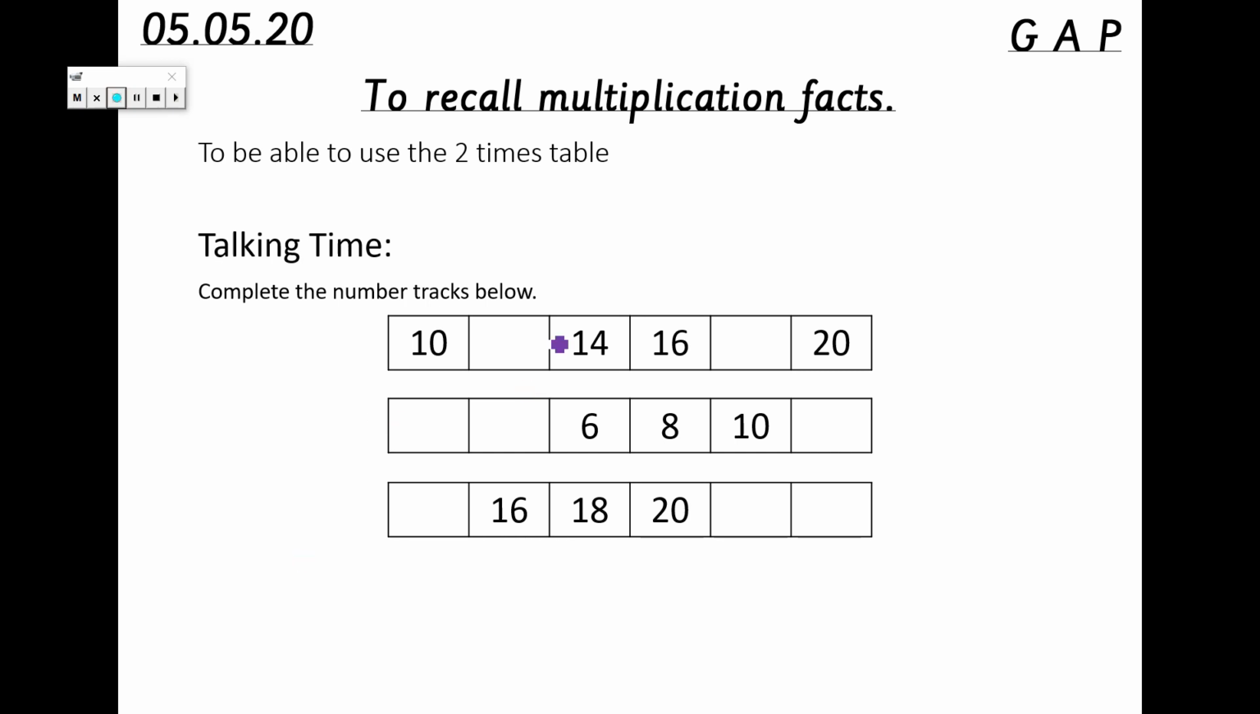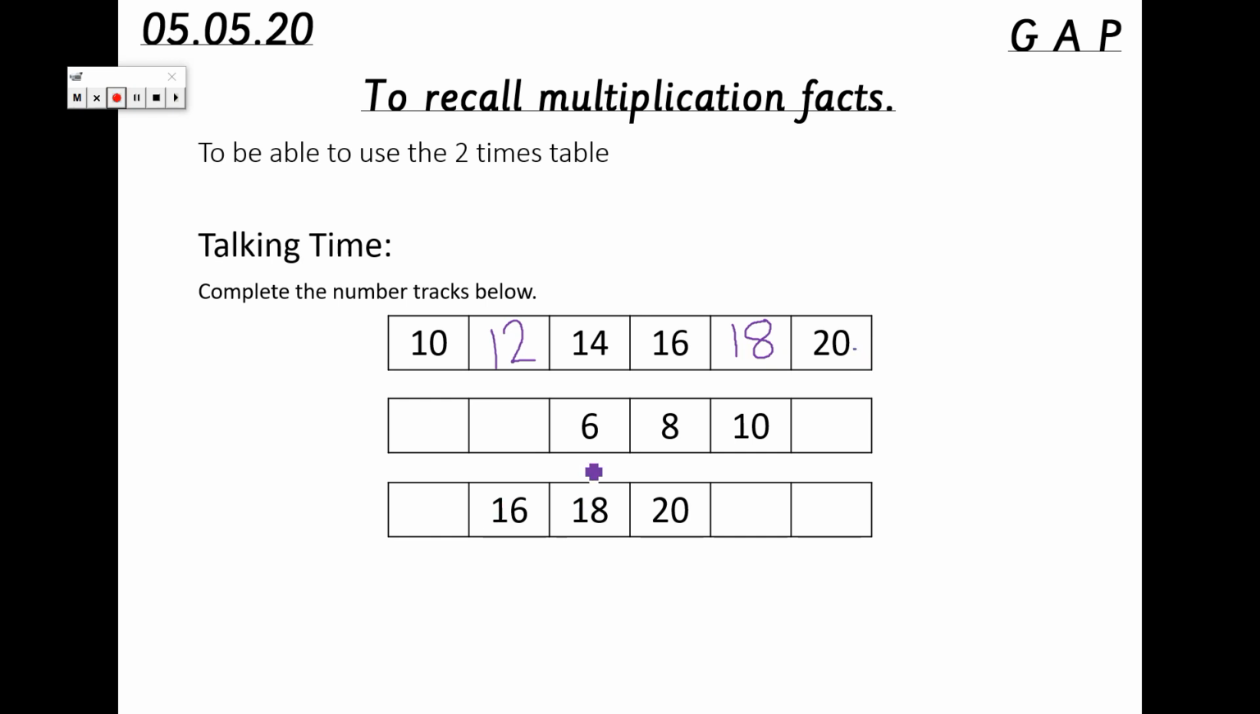What number comes next? If you were counting, we would say the number 12. So we've got 12, 14, 16. What will come next? You've just shouted 18. Excellent, well done. And the final one is 20.